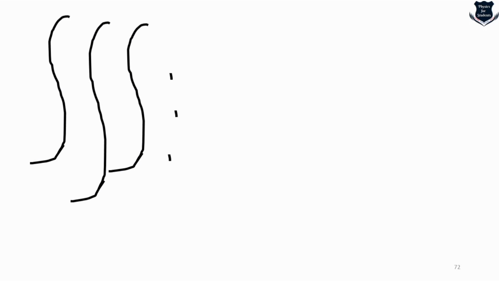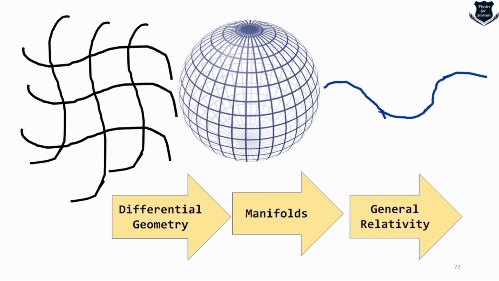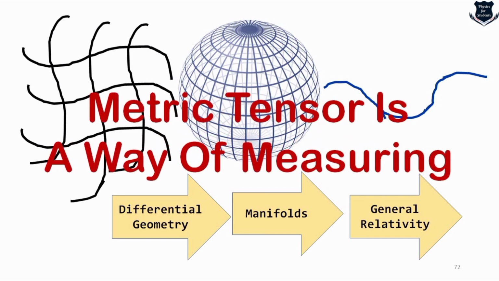So we get this kind of curves, we get this and this. We actually do this using differential geometry. I've got a series of a few lectures on differential geometry. So differential geometry helps to calculate those distances, which further moves into manifolds, and it finally leads into general relativity. So this is a kind of roadmap of how we are proceeding with the general relativity part. So we can say that the metric tensor is actually a way of measuring.